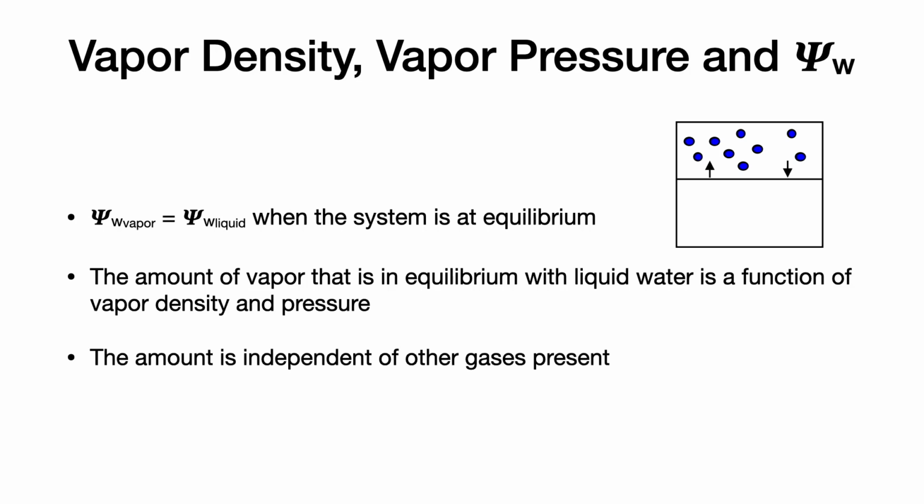Now it's at equilibrium when the number of water molecules that are escaping the liquid equals the number of molecules going into the liquid and binding to the liquid. We call that equilibrium. That's very important because that's when we want to measure a water potential number, or get a measure of the water potential. We have to have an equilibrium state, which I'll explain in a moment. So the amount of vapor that is in equilibrium with liquid water is a function of its vapor density and pressure. And the amount is independent of any of the other gases in the vapor phase.